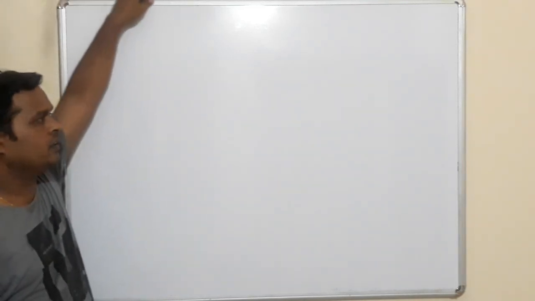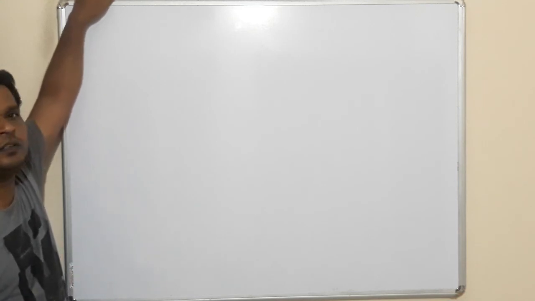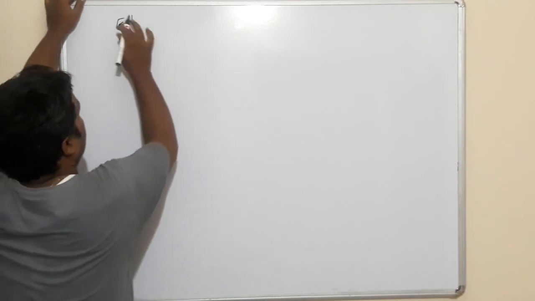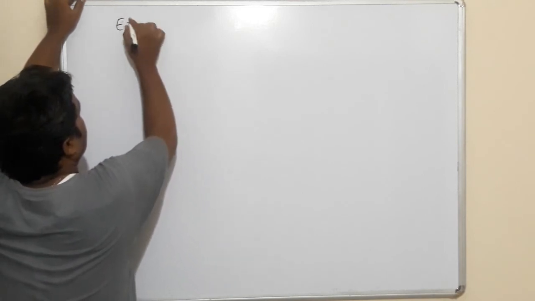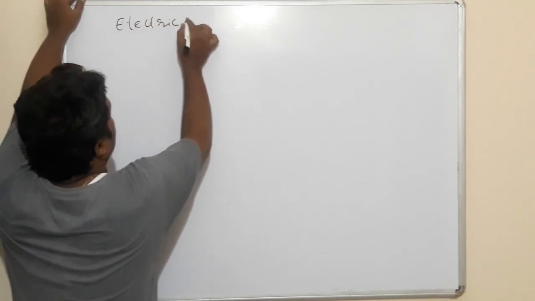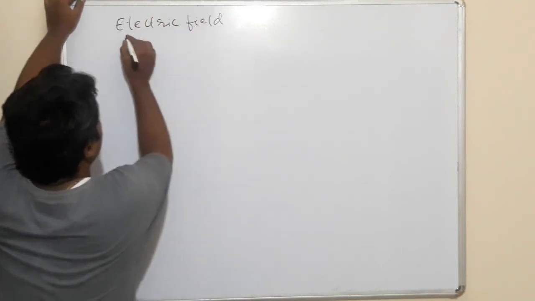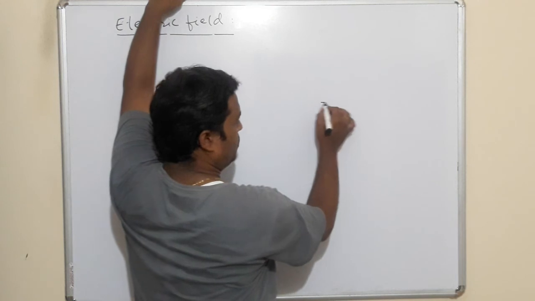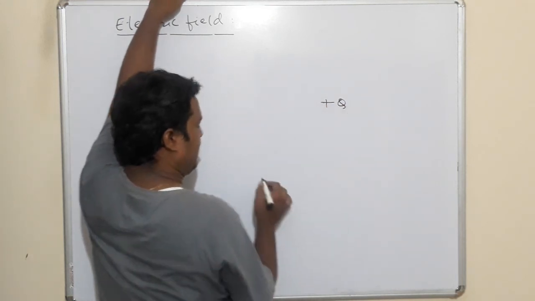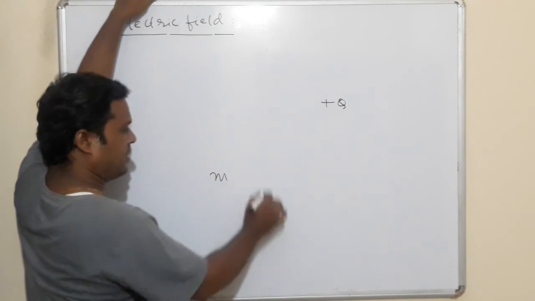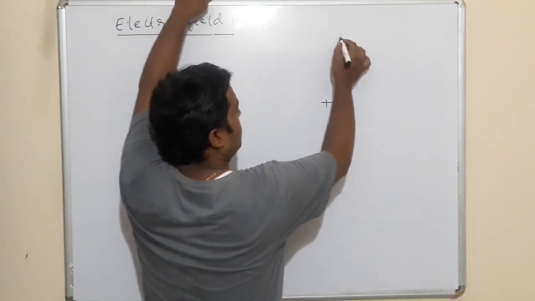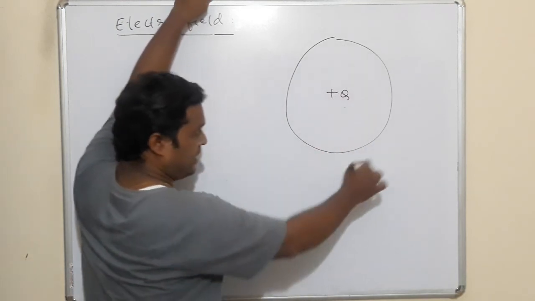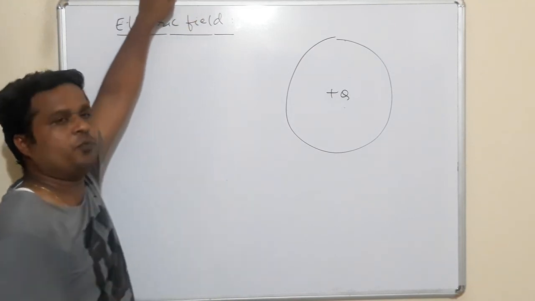So students, as the next part of electrostatics, today we'll study another concept, that is how to find the electric field, or what is electric field. If there is a source charge plus Q, like how mass creates a gravitational field around it, this source charge will create an electric field around it. It will create a space in which it can influence another charge.